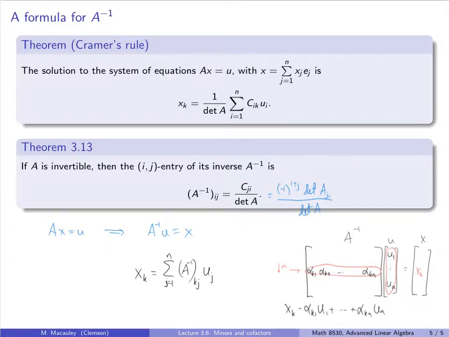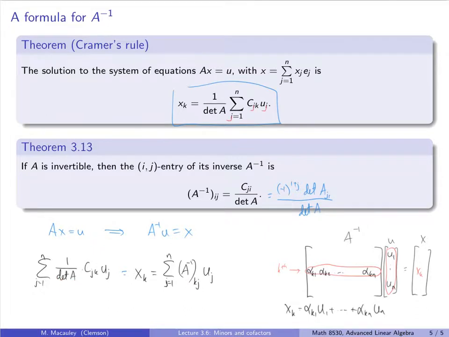Now by Cramer's rule, we also have a formula for this thing right here. Now let me change this i into a j to match the notation. So by Cramer's rule, and I'm also going to stick the determinant inside of the sum, I think you'll see why momentarily. So this is equal to the sum from j equals 1 up to n of 1 divided by the determinant of A times cjk times uj. So by standard matrix multiplication, we have this equals x, and by Cramer's rule, we have this. And look what we have.